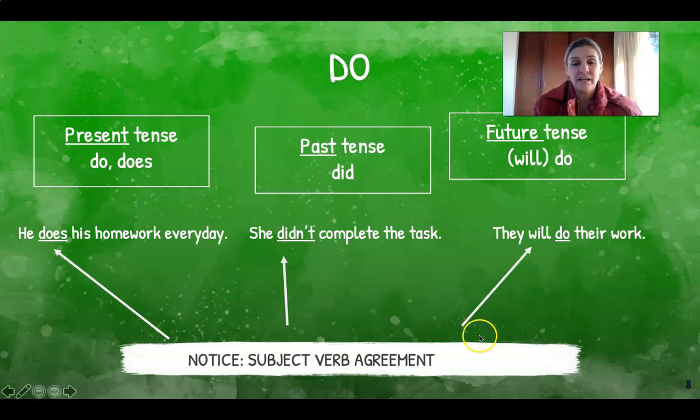And then as we said, before we move on, note the subject-verb agreement. So he does, he is a singular subject, so it needs the S in the verb. He does his homework. Here, she is also a singular subject. She didn't. Okay, so remember in the negative, do you need an S? No. Obviously, if we're talking about present tense, then it could be she doesn't complete. But in the past tense, subject-verb agreement, you don't need to worry about.